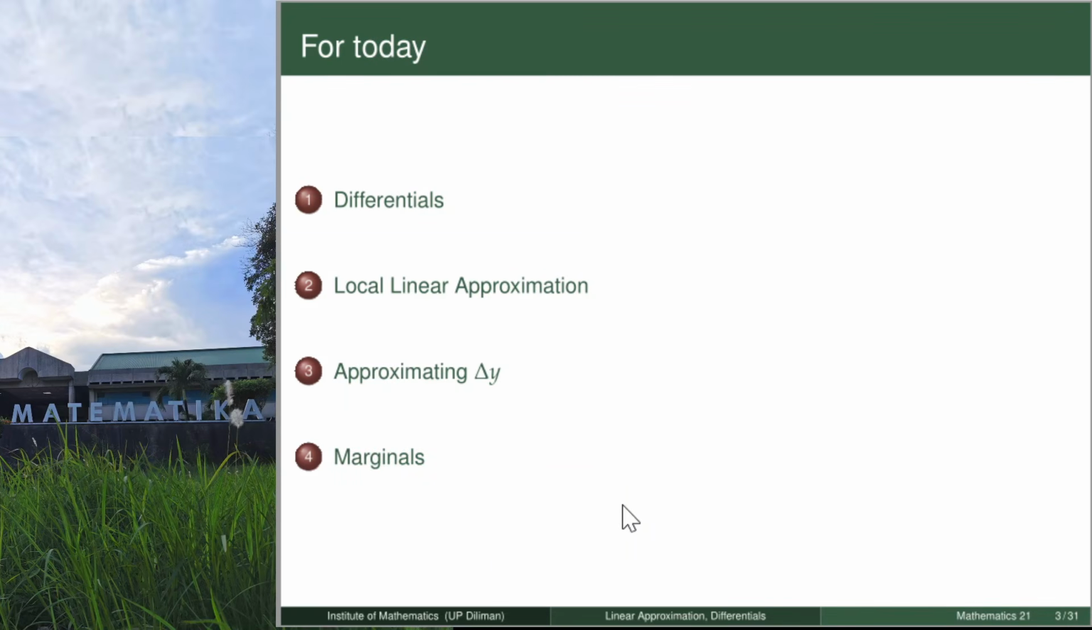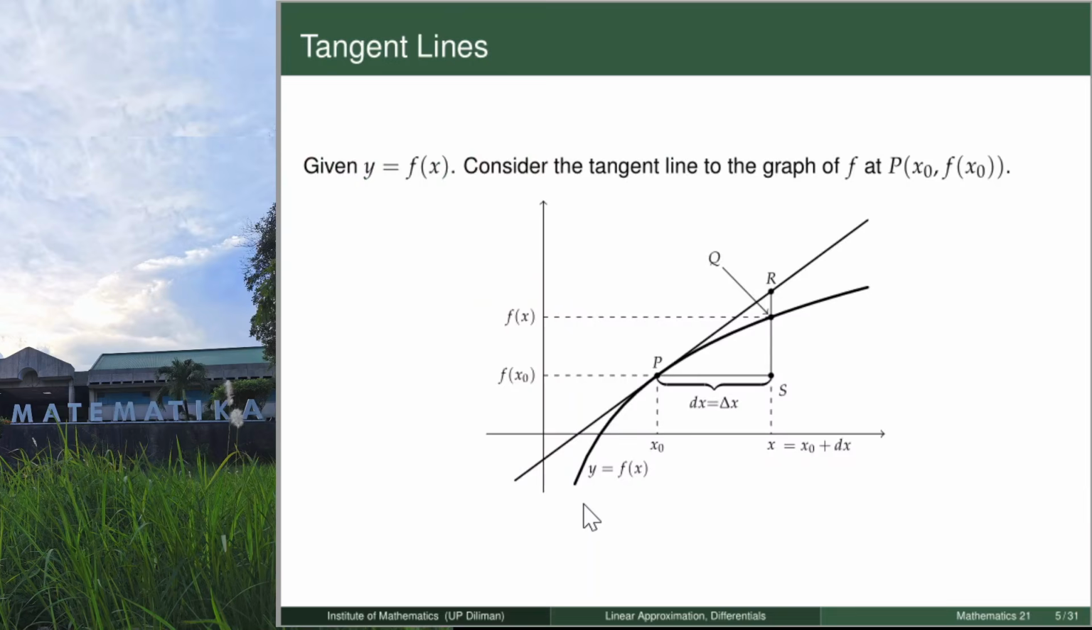So, for this video, we will only talk about the first half. This will be the first part of two videos. We will focus on differentials and local linear approximation for this video. For the next video, we will have approximating delta y and marginals. So, let's start with differentials.